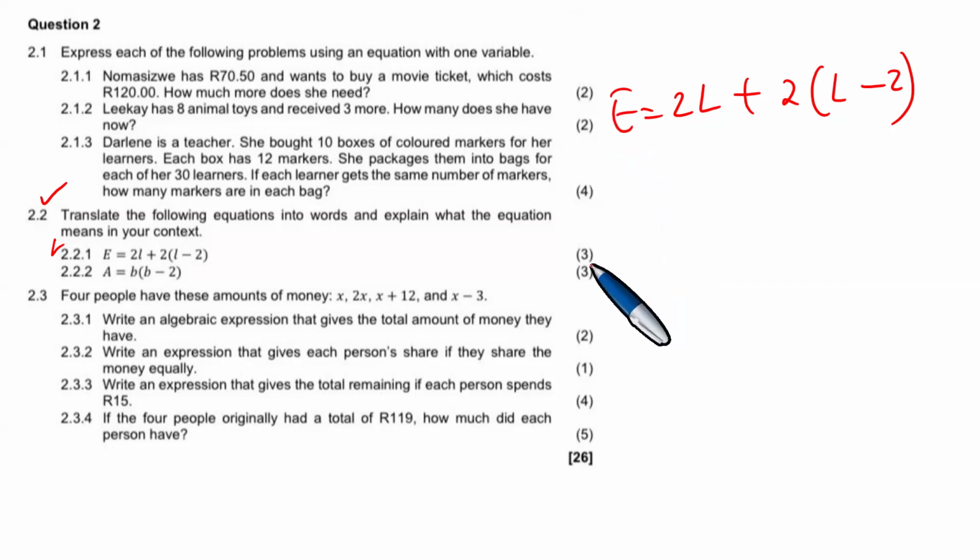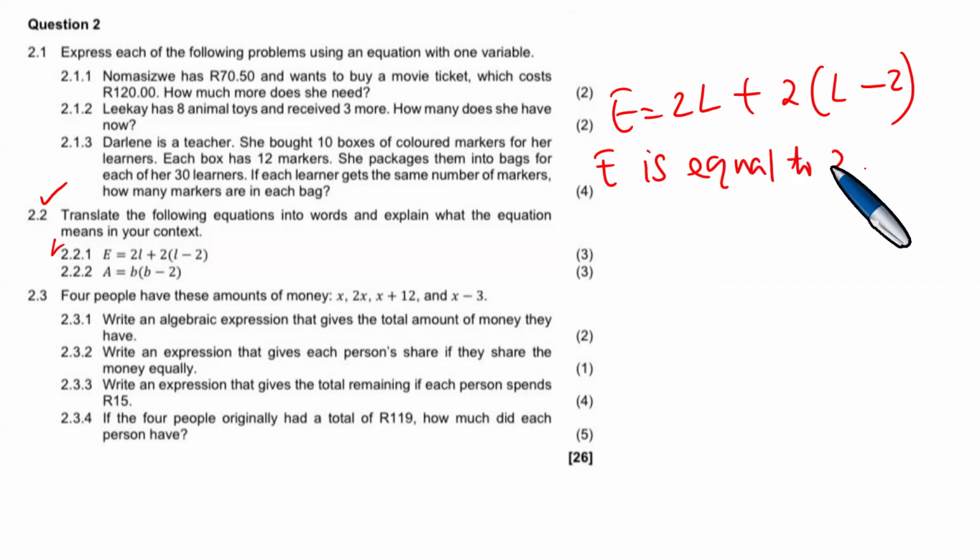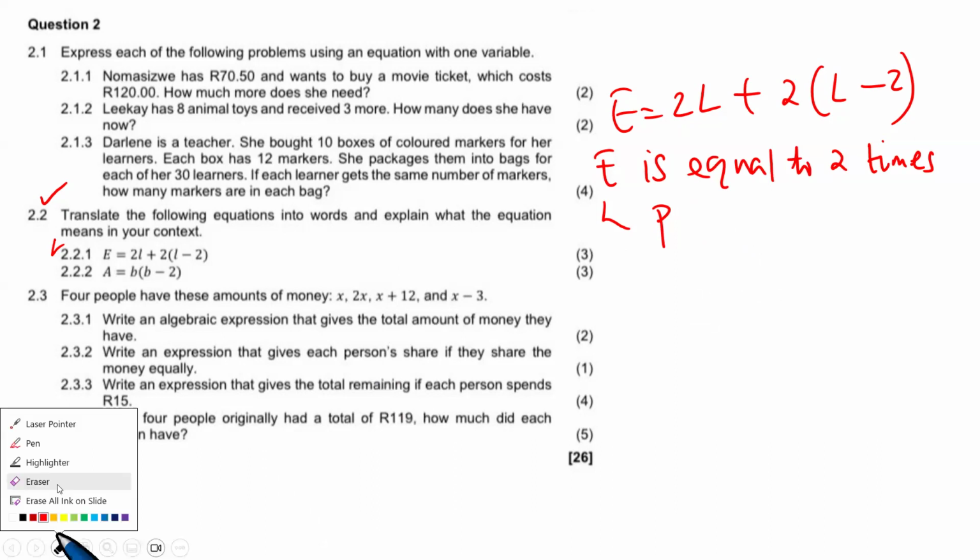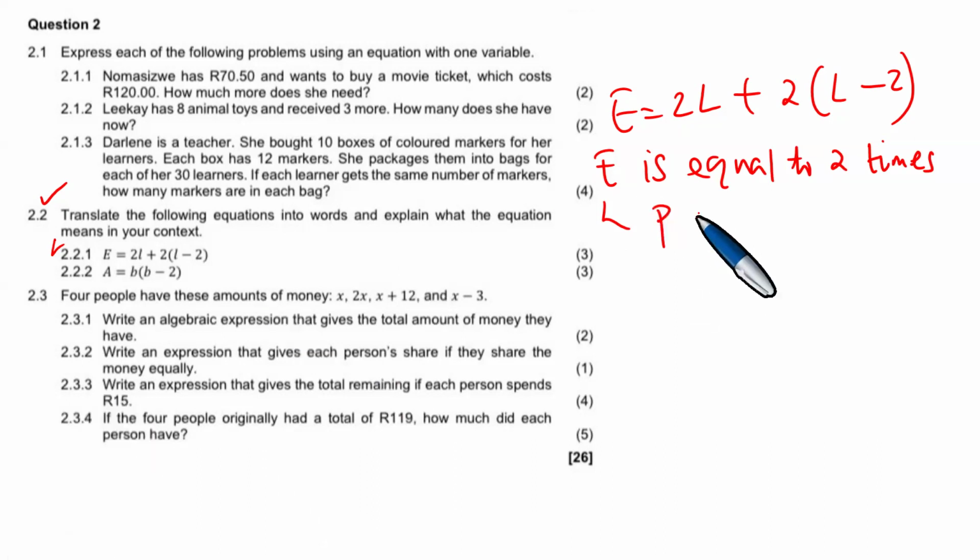It's going to be E equals 2 times length, plus 2. Okay, we can say 2 times L plus. It doesn't matter, there are many ways of putting this. So E is equal to 2 times L plus.